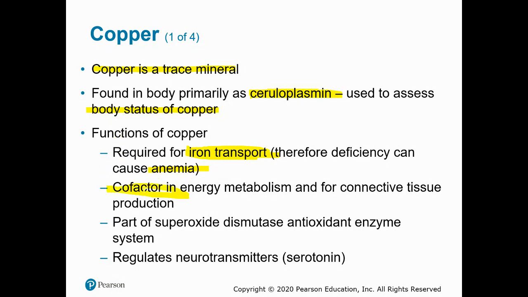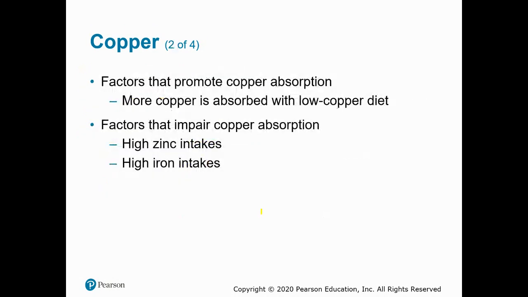So copper also works as a cofactor in energy metabolism. Again, with zinc, we have that copper-zinc superoxide dismutase, which is an antioxidant enzyme. And then copper also seems to regulate neurotransmitter production, for example, serotonin.